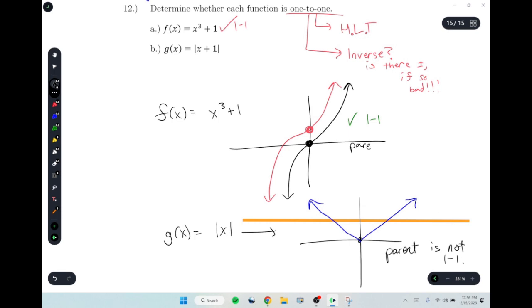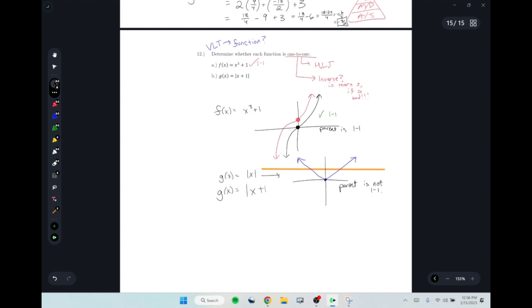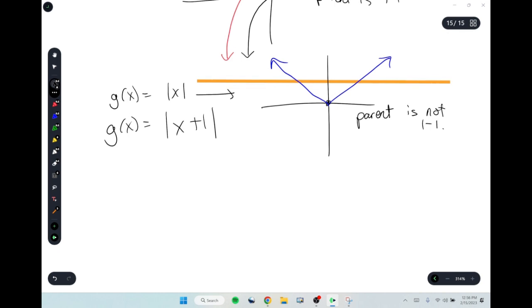Same thing here. The parent was 1-to-1, right? Parent is 1-to-1. The parent's not 1-to-1. But what was the transform they actually gave us? Be really careful. Think before you answer. Go left 1. Why left and not up? Because it's in the parentheses. Because it's inside the thing, right?